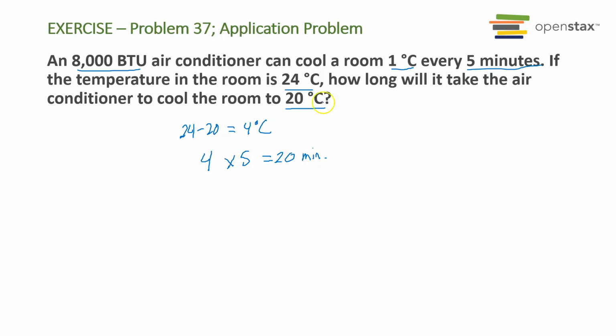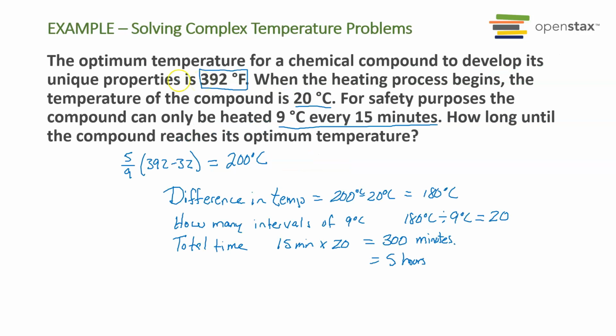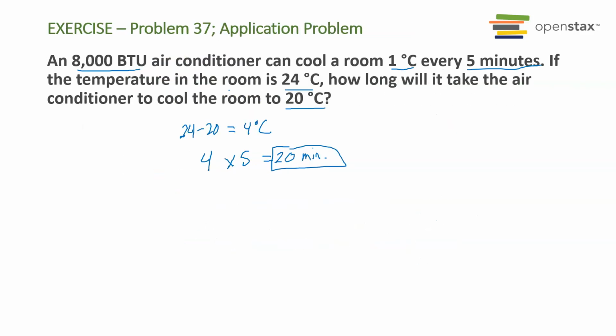So that was really it. That was a quick calculation just to show you that if everything's in the same units, it works out nicely. It's only in the last problem where we had that 392 degrees Fahrenheit compared to all the other Celsius that we needed to do a conversion. But again, this is about room temperature.